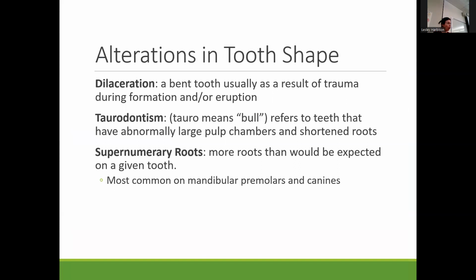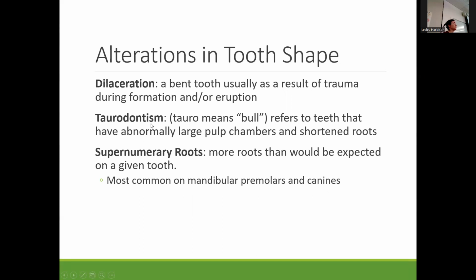Okay, some more terminology. So dilaceration, I'm trying to think of how to memorize this, but dilaceration basically just means that there's a waviness, or curly roots or wavy roots. So the roots are not taking that straight down conical formation. The end takes a big sharp turn, or they kind of swoop off to one side. So that's dilaceration, a bent tooth, usually as a result of trauma during formation or eruption.